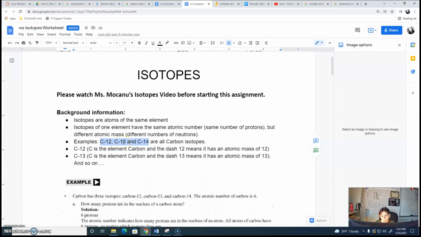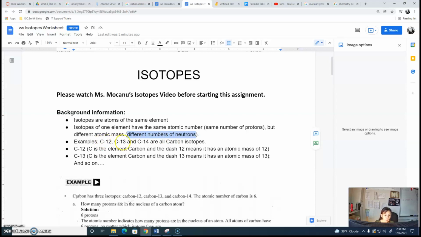C-13, it's still the same element, still carbon, but now we have a different atomic mass of 13. And C-14, again we're dealing with the element carbon, and the atomic mass in this case is 14. So as you can see, one element, carbon in this case, can have different values for its atomic mass, and that is because it can have different numbers of neutrons in its nucleus.